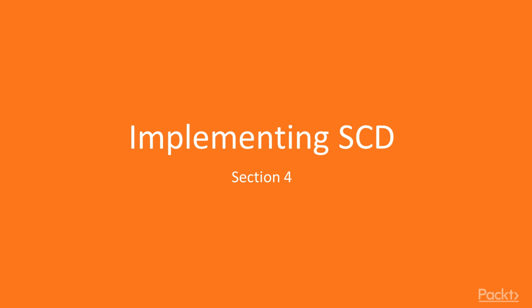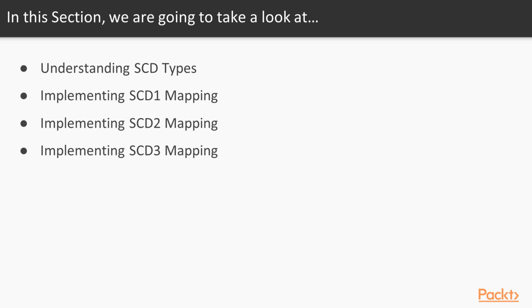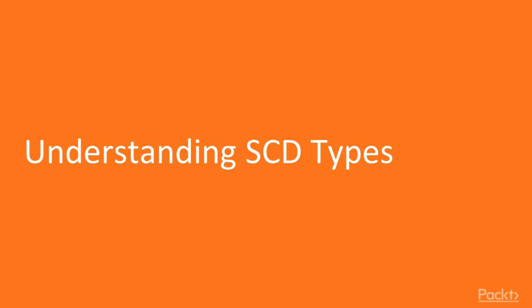Hey guys, welcome to Section 4, Implementing SCD. Till now in the course, we've seen different types of transformations and their working. Now we're going to take a look at slowly changing dimensions, or SCD. We'll be covering the different types. Then, we'll implement mappings with SCD 1, 2, and 3. Let's jump right to it.